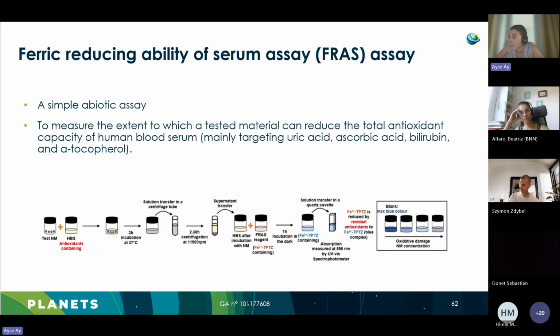And after the incubation, we are treating the system with a ferric reduction reaction. And in this step, with the color change from the ferric ion, which is yellow here, to the ferrous ion, which is blue, by tracking it via UV visible spectrometer, we are quantifying the oxidative damage to compare between the nanomaterials.